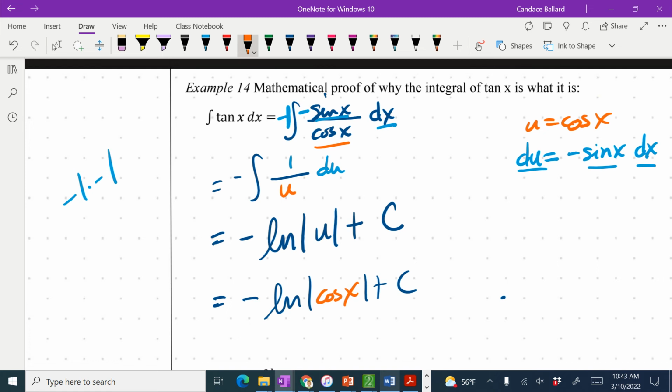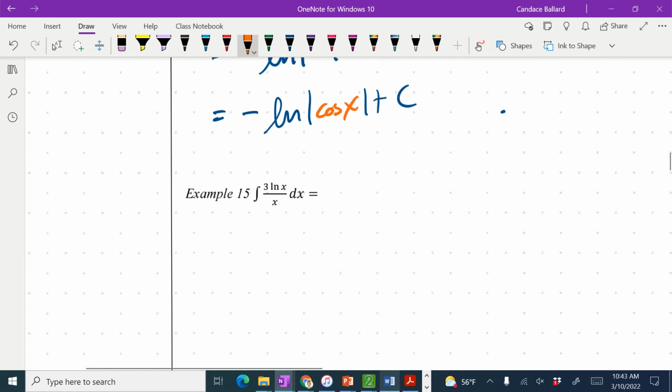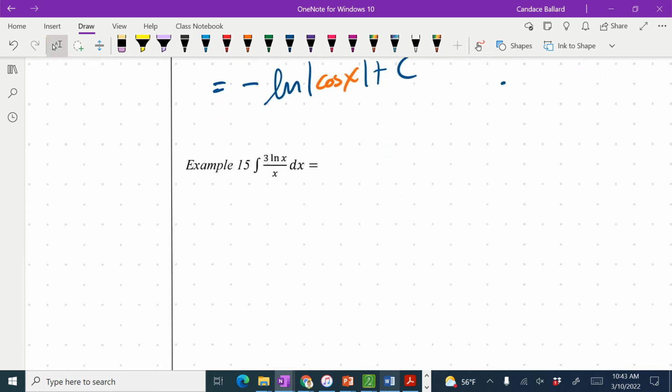All right. Example 15 is like one of my favorite problems. I pretty much guarantee you're going to see something like that on a quiz. So you might want to star, bold it. Mrs. Ballard said she loves this one, so we'll see it.